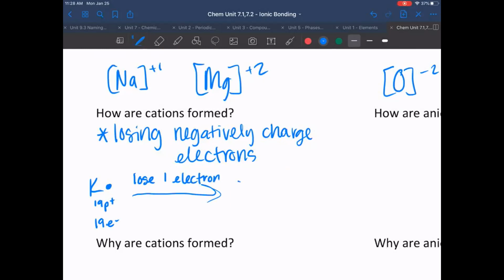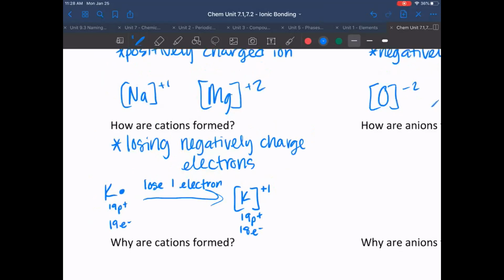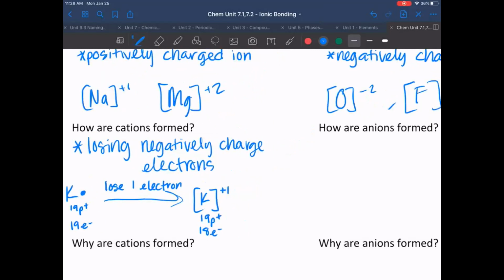How we show this is we put our elemental symbol in brackets and denote its charge. If it loses one negative electron, it becomes +1. So it still has its 19 protons, but now it has 18 electrons. So +19 plus -18 equals +1. So it keeps the amount of protons? Yes, because otherwise it's a different element.